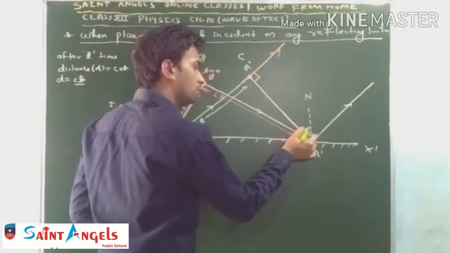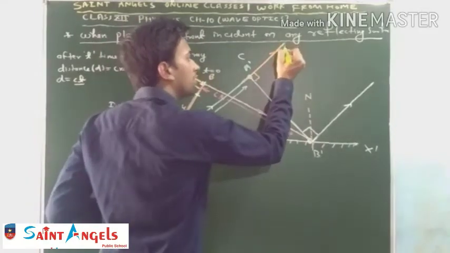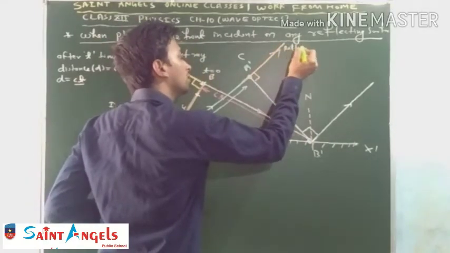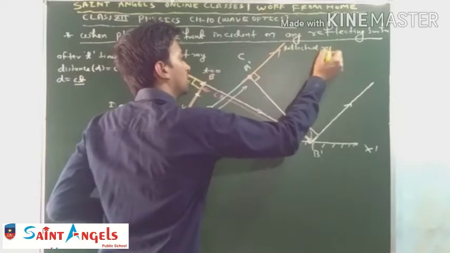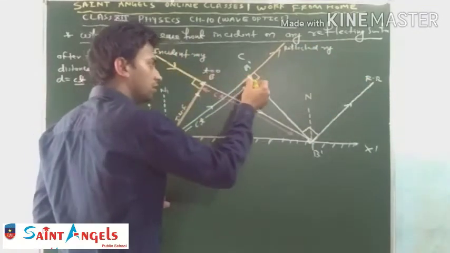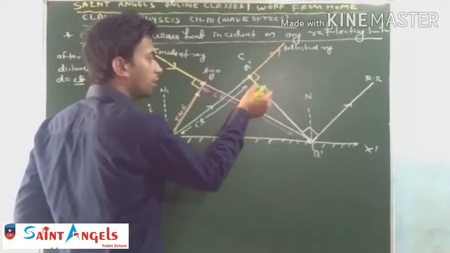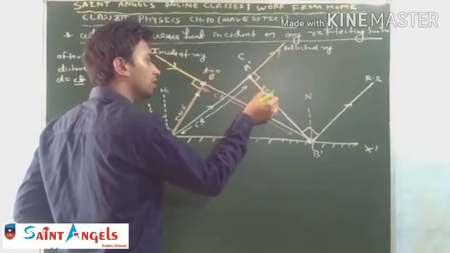And both reflected rays are perpendicular to the reflected wavefront. This is a reflected ray, this is also a reflected ray, and this plane containing the reflected rays is called a reflected wavefront.